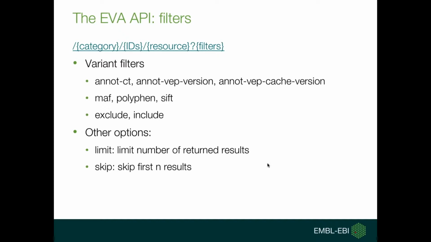And there are other options that can be used in the filters part, like URL variables. Some examples are limit and skip, which can be very useful for paginating when you have a big list of results for a given query.